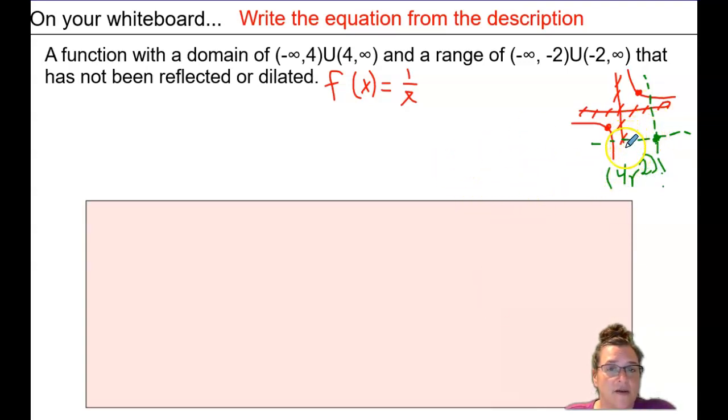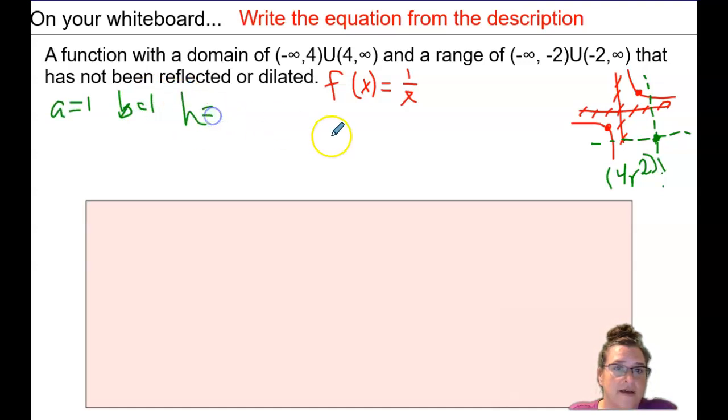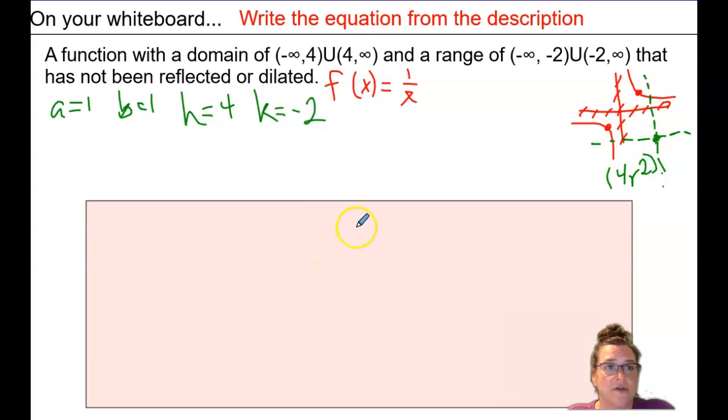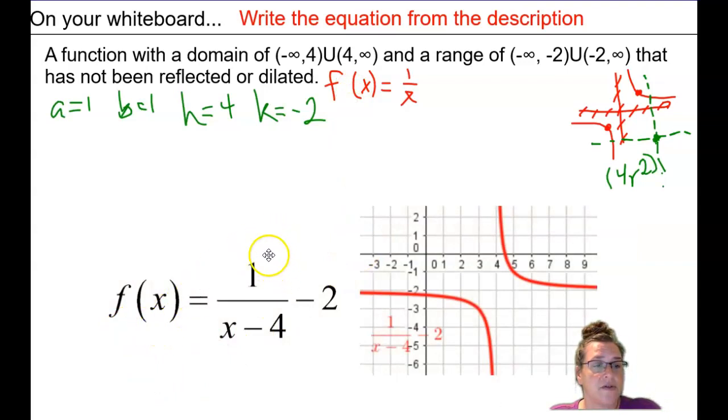So when I write that equation, that A, because there's been no reflection or dilation, A is equal to 1. The B, no reflection or dilation, is also equal to 1. H, in order to have this asymptote move over here 4 units to the right, H had to be a +4. And then K, in order to get that horizontal asymptote down, had to be a -2. So when we put all those pieces of information together into the equation, we'll have f of x is equal to 1 over the quantity x minus 4, minus 2.